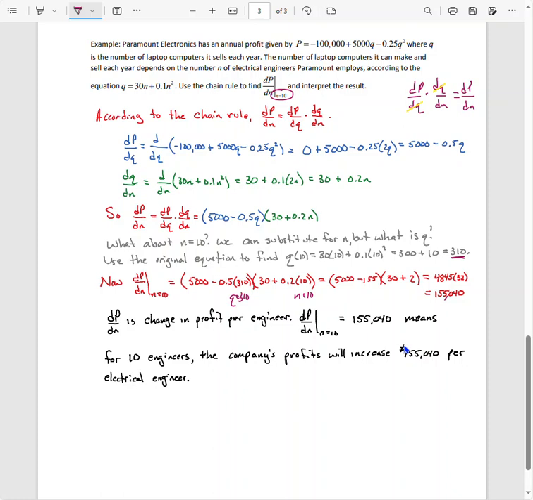But what does this represent? Sure, we could find this number. Great. It's got like 6 digits. Cool. What's it mean? Well, dP/dN is the change in profit per engineer. N is what's changing, so the change in profit per engineer. dP/dN evaluated at N equals 10 equals 155,040 means that for 10 engineers, the company's profit will increase, because it's positive, $155,040 per electrical engineer. Wow. And that happens to be when they're making and selling 310 laptops.